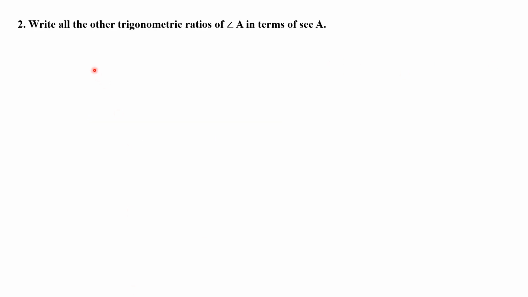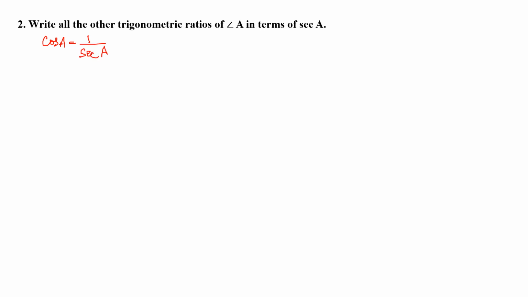Now in question number 2, we have to write all the other trigonometric ratios of angle A in terms of sec. So what are the other trigonometric ratios? Sin A, cos A, tan A, cot A, cosec A. All we have to express in terms of sec. So first we'll start with something which is easy. We know the reciprocal of sec A is cos A. So we'll start from there. So cos A will be 1 by sec A. So first I have expressed cos A in terms of sec A.